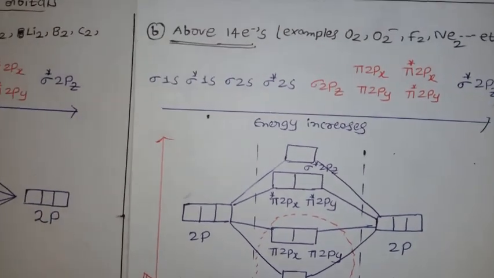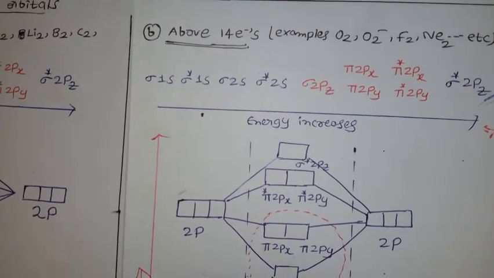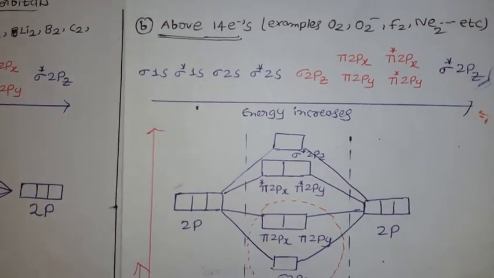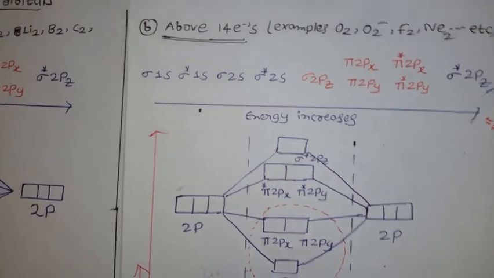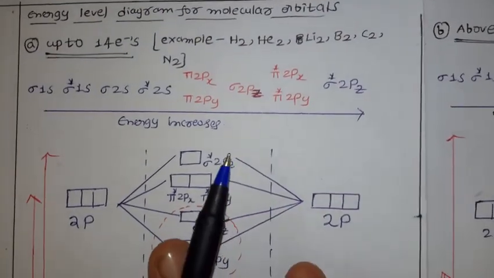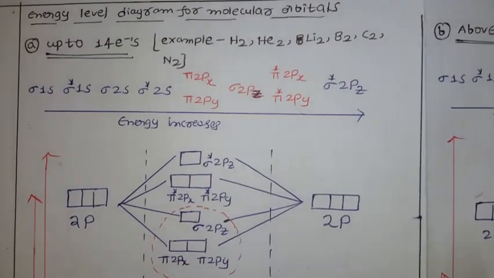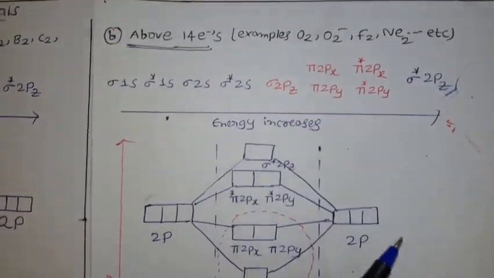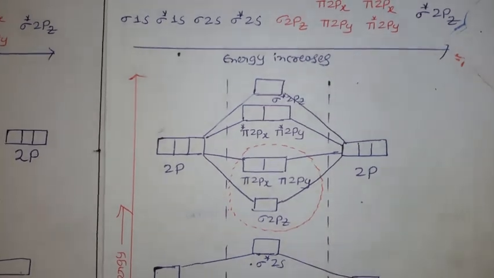So if they ask for a molecular orbital energy diagram, first you have to count the electrons. If it is less than 14 electrons, up to 14, you have to follow this diagram, and above 14 you have to follow this diagram. Now let us see, here we have some points.